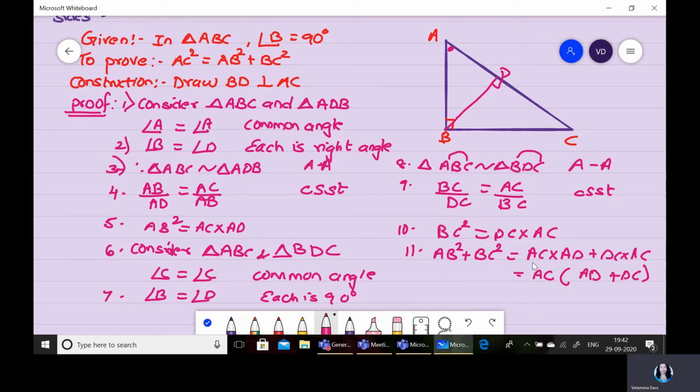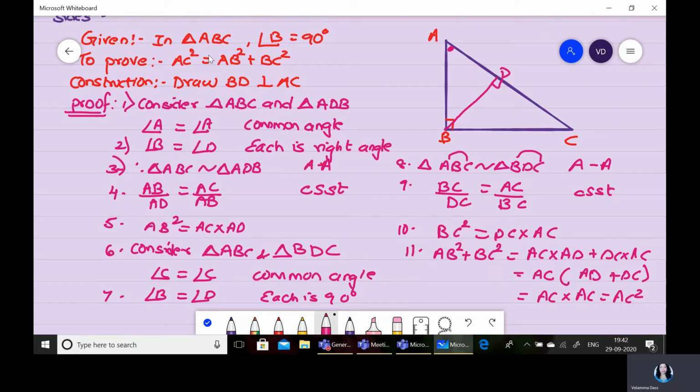Can you see that? Here we have taken AC common. So inside we get AD plus DC. What is AD plus DC? AD plus DC is nothing but AC. So students, we have AC into AC, that is AC square. So we have proved beautifully the Pythagoras theorem using the similarity concept.